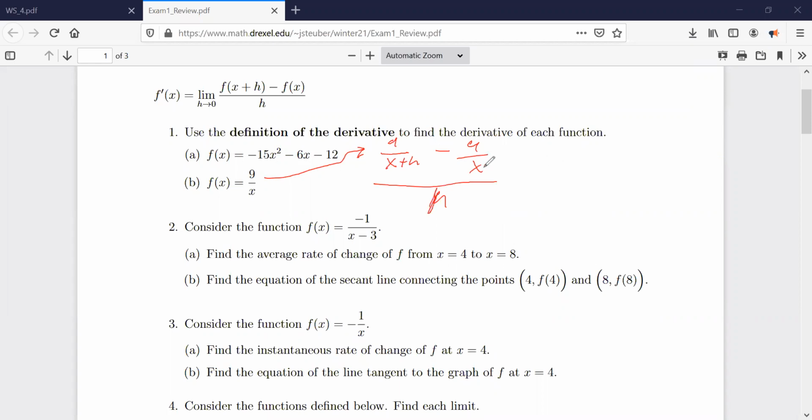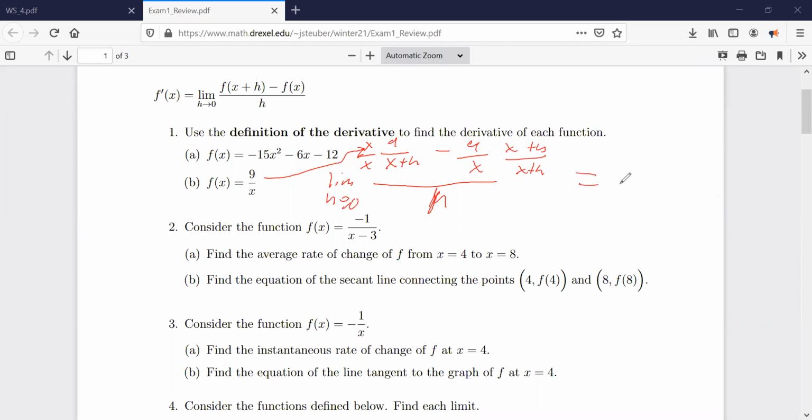So the easiest thing to do here is multiply by x over x and x plus h over x plus h to get them to have the same denominator. And again, this is the limit as h goes to 0.